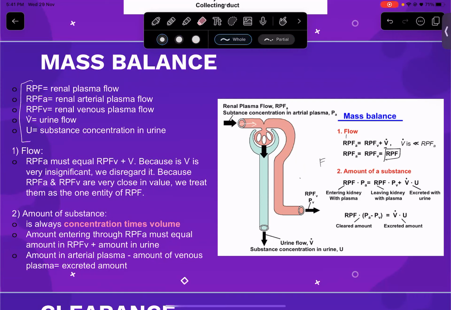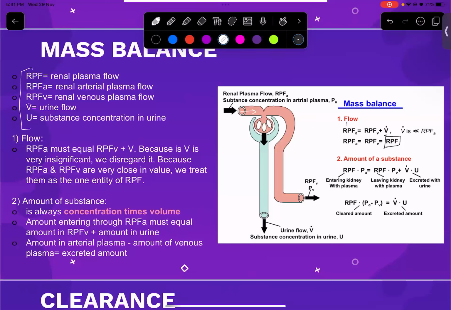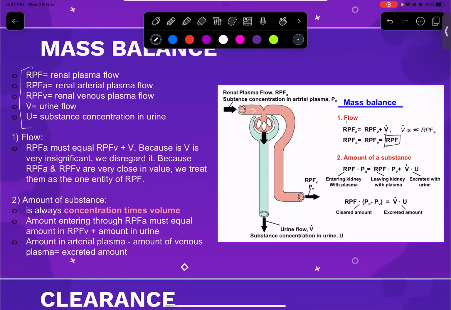Second thing is we have the amount of substances actually passing through the renal artery, okay? So basically the amount, remember always Dr. Shams mentions that the amount is basically the concentration times the volume, okay? You guys will see this in all of Dr. Shams' lectures. He really has to focus on that. So the amount is always concentration times the volume.